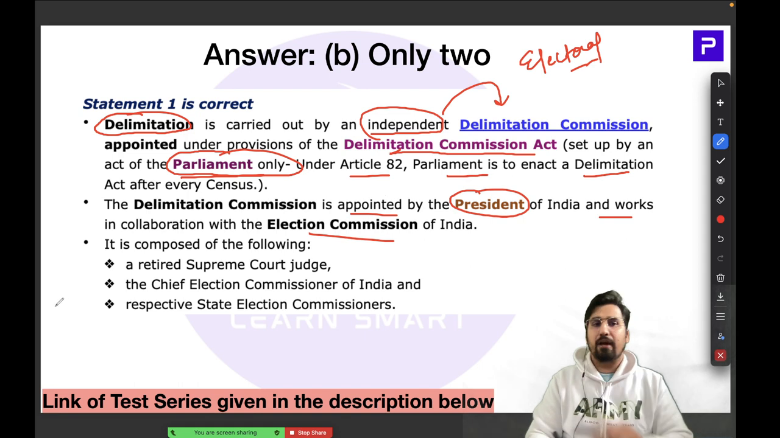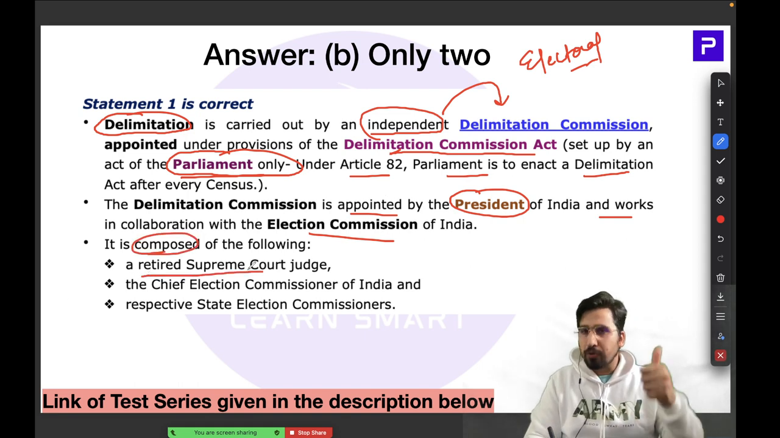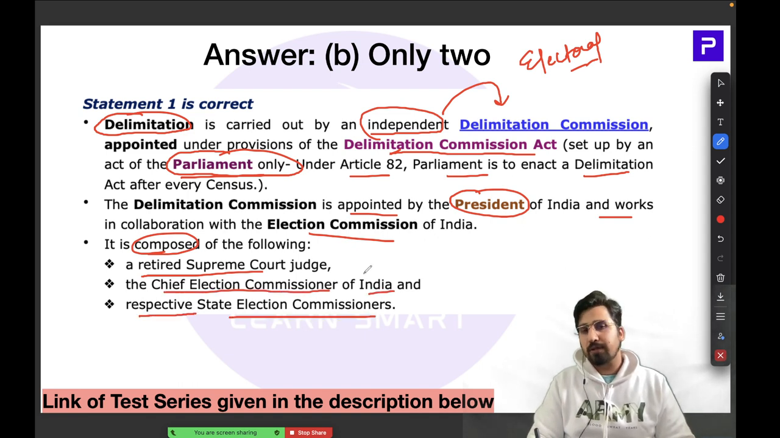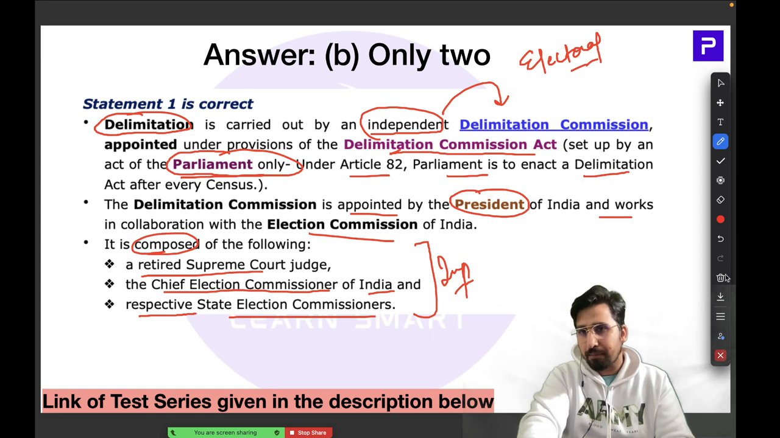Now, be very careful. The Delimitation Commission is composed of a retired Supreme Court judge, the Chief Election Commissioner of India, and the representative State Election Commissioner as well. This is the composition. This composition is important. You never know, the question may ask you about the composition also.